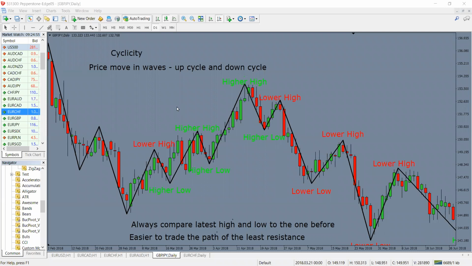Hi everybody. Today I'm going to talk about cyclicity. Cyclicity is a concept which is closely linked to trend trading. And even if you're not trend trading, you decide to trade ranges. By knowing cyclicity, it allows you to choose the market which best suits the strategy you are trading.